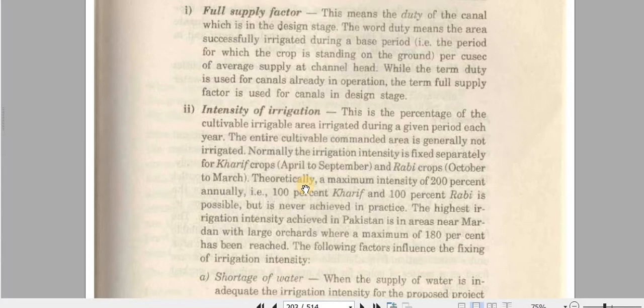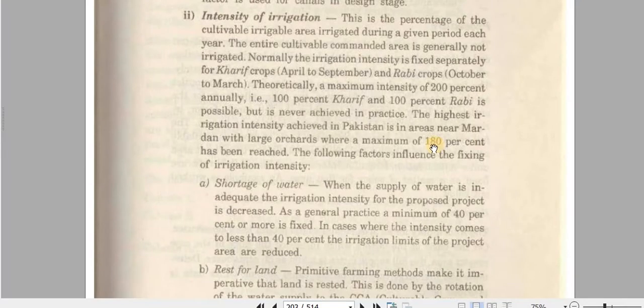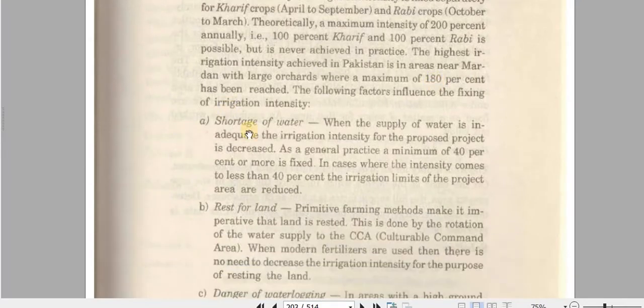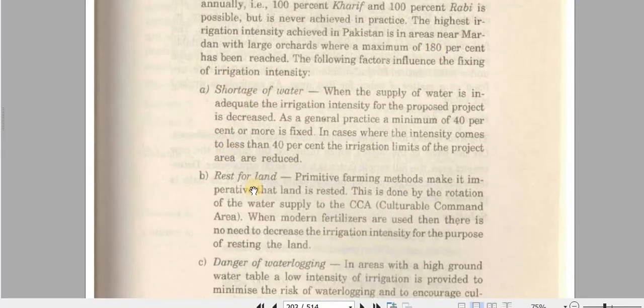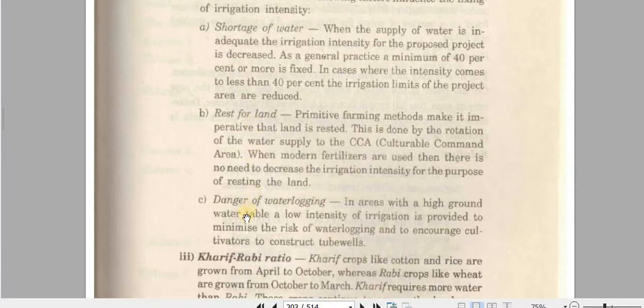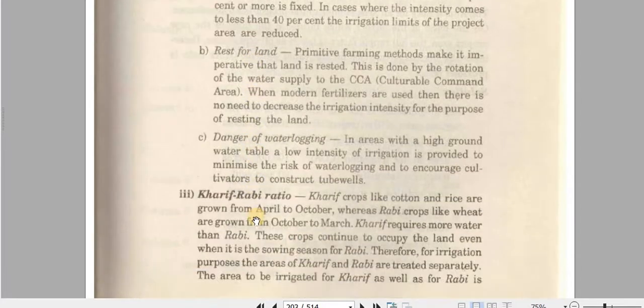40 means net sown area, 20 means its total area. 40 over 20 will be equal to 2. Multiply with 100, that will be equal to 200%. But practically in Pakistan, the irrigation intensity is about 170-180% due to shortage of water and rest of land. Some farmers give rest to their land after some years or some seasons, due to the danger of water logging.